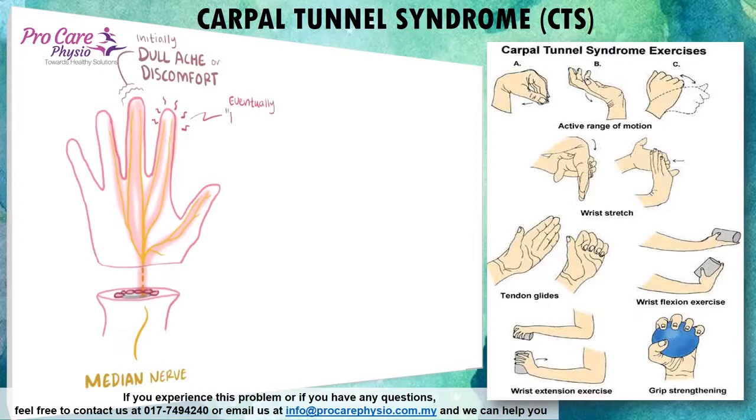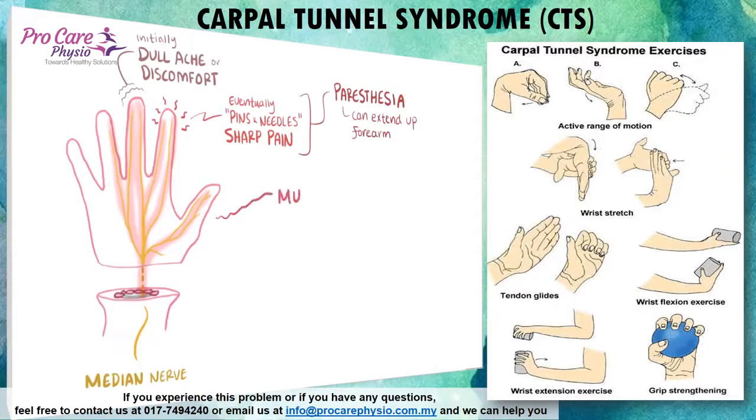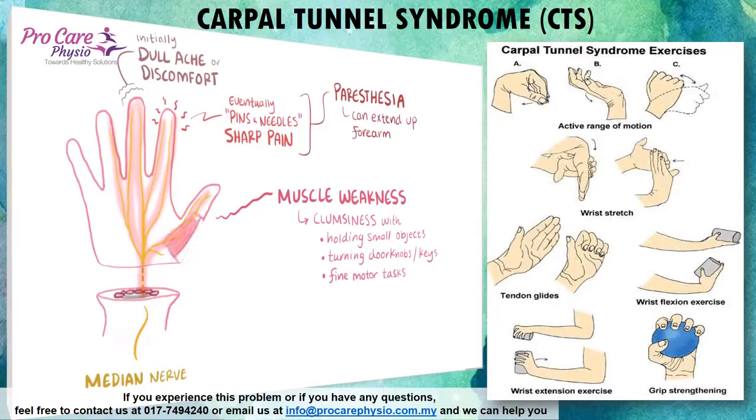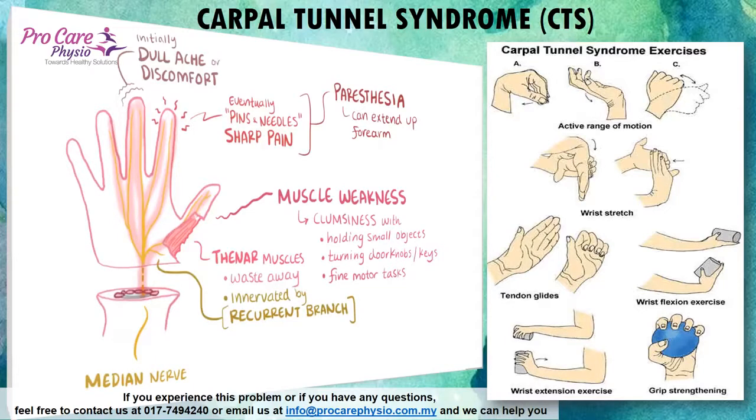Eventually, this discomfort can lead to sharp pins and needles-like pain, called paresthesia, which can extend up the forearm. People might also have muscle weakness, which can cause clumsiness with tasks like holding small objects, turning doorknobs and keys, or fine motor tasks like buttoning up a shirt. In severe situations, the thenar muscles at the base of the thumb can start to waste away. This happens because those muscles are innervated by the recurrent branch of the median nerve, which arises from the median nerve after it passes through the carpal tunnel.